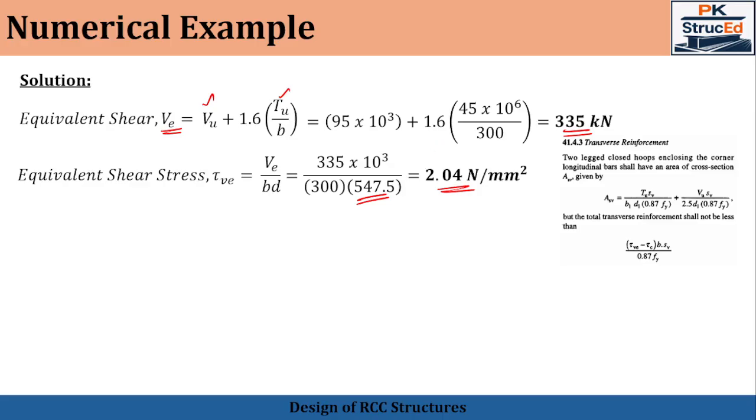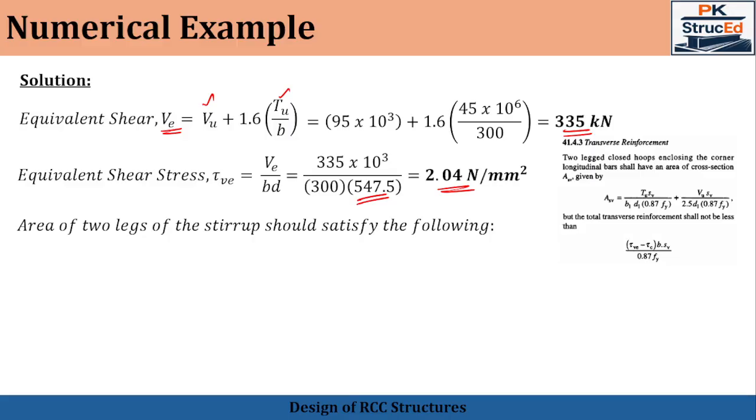And we know if tau VE is less than tau C, the concrete alone can resist the shear. In other case, if tau VE is greater than tau C, we need to design the shear reinforcement separately. So we are providing two legs of the stirrups. And as per clause 41.4.3 of IS 456, if you are providing a two-legged closed hoop enclosing the corner longitudinal bars, it shall have an area of cross-section ASV, which is given by this relationship, but the total transverse reinforcement shall not be less than this condition.